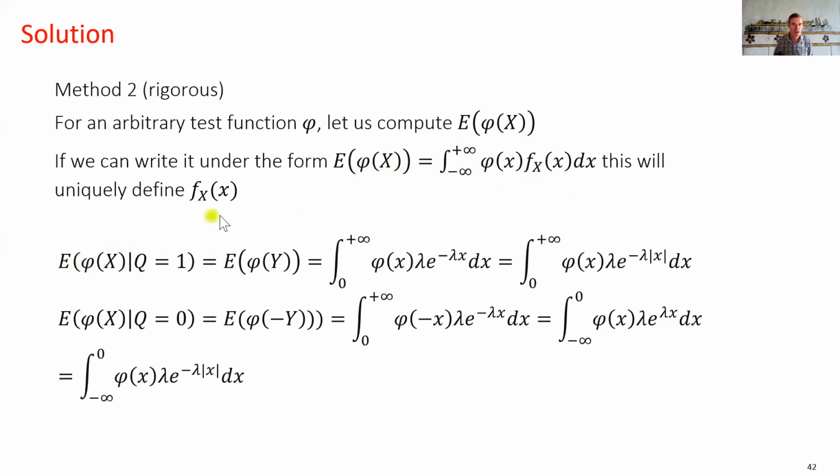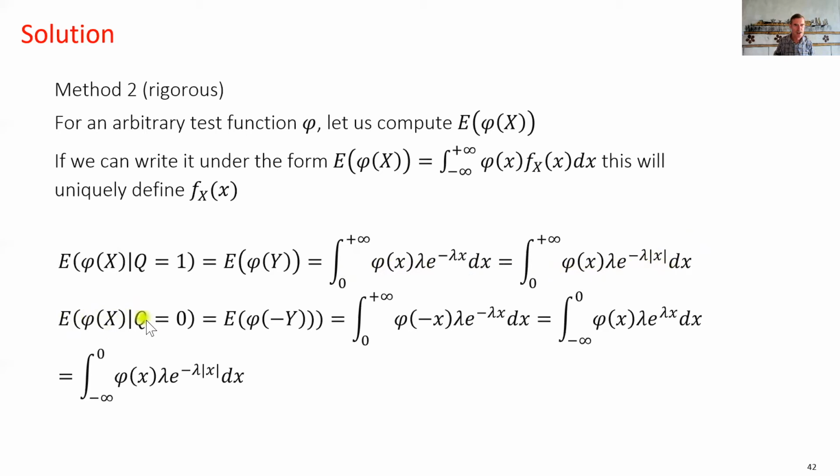I compute the expectation of phi of x for an arbitrary phi, and for that, I condition upon the binary flip toss of a coin that I did before. Given that q is equal to 1, then x is in fact an exponential random variable. So this conditional expectation is equal to this formula for an exponential random variable, which is the same as that because here x is positive, so the absolute value is positive.